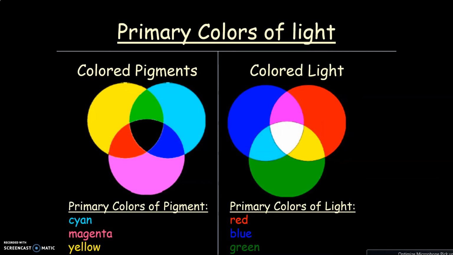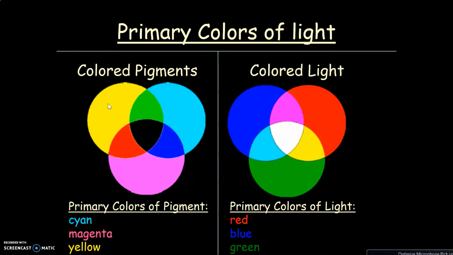Mixing light works totally different than mixing pigments. So over here, you mix yellow and a color like this, which we call cyan, and you get green. If you mix yellow and this color magenta, you get kind of a reddish orange, you get red. If you mix magenta and cyan, you get blue.